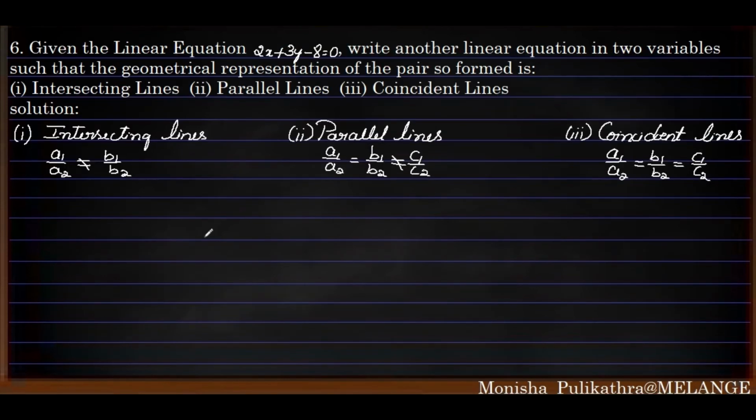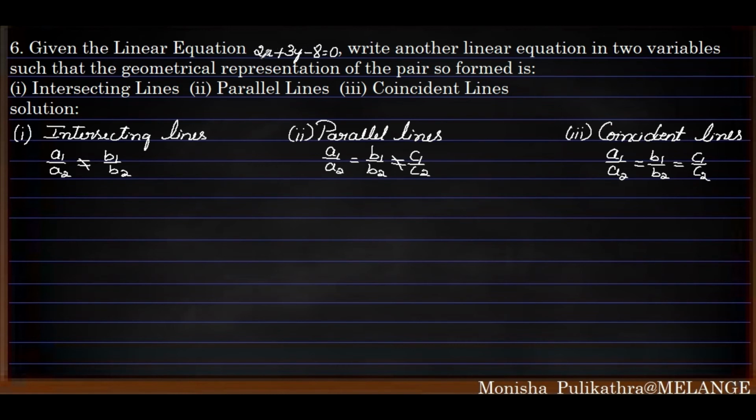Moving on to the sixth question. The sixth question is, given the linear equation 2x + 3y - 8 = 0, write another linear equation in two variables such that the geometrical representation of the pair so formed is: first, intersecting lines; second, parallel lines; third, coincident lines.